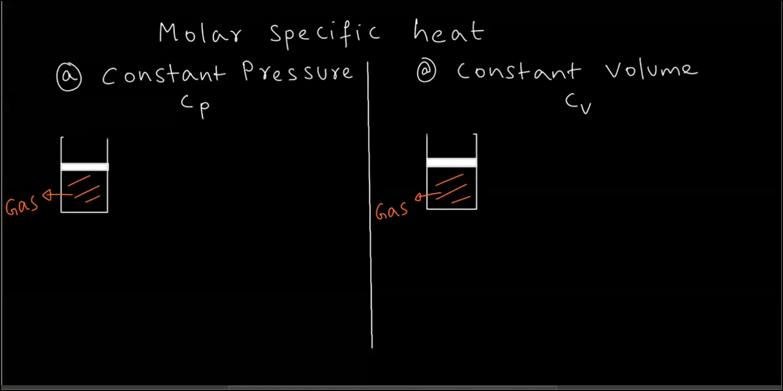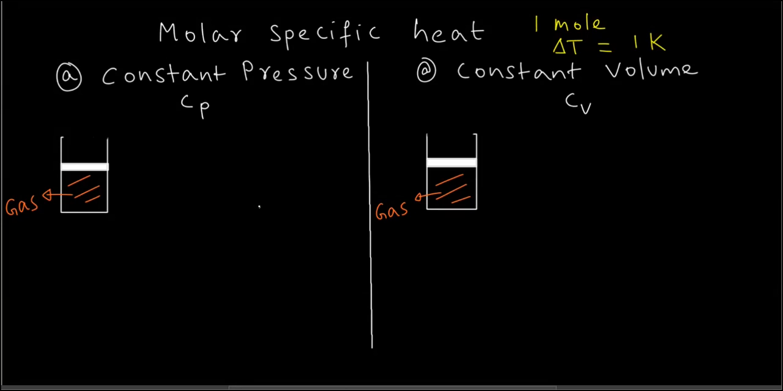Okay, so here let's look at the constant volume case. For molar specific heat capacity, the idea is you're taking 1 mole of some ideal gas, and the change in temperature is 1 Kelvin, or 1 degree Celsius. Now, if m kg of a solid is heated and its temperature is changed by delta T, the heat supplied is the product of mass, specific heat capacity and change in temperature, m s delta T. It's the same thing here.